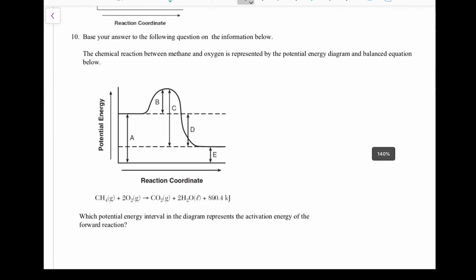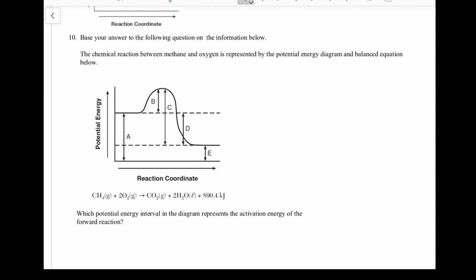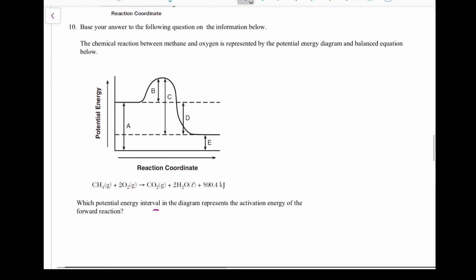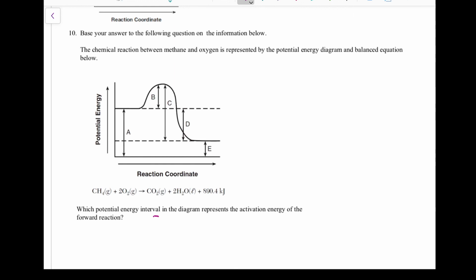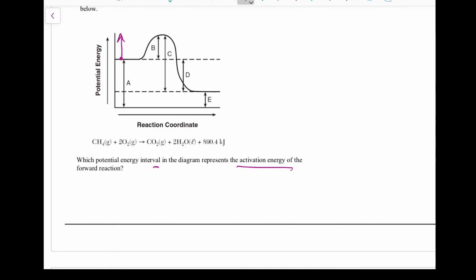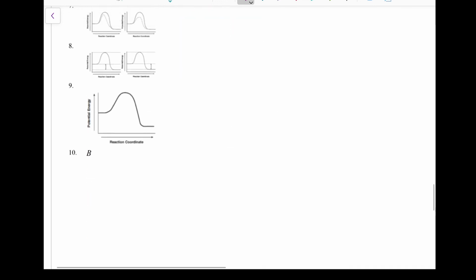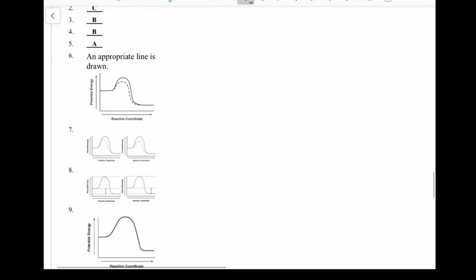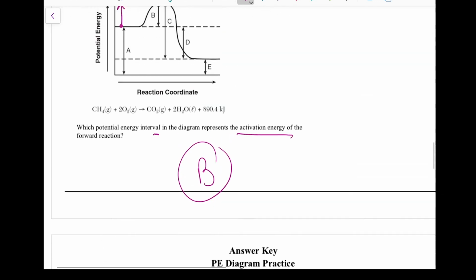Lastly, number 10 gives you a picture that we've labeled a bunch of times. It says what potential energy interval in the diagram. So essentially, what letter represents activation energy? Again, that's where you start to the peak, and that is represented by B. And again, the answer keys are posted on the Regents website.